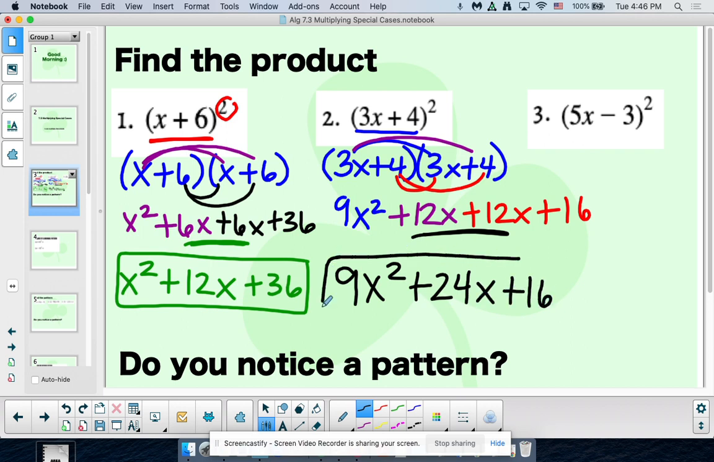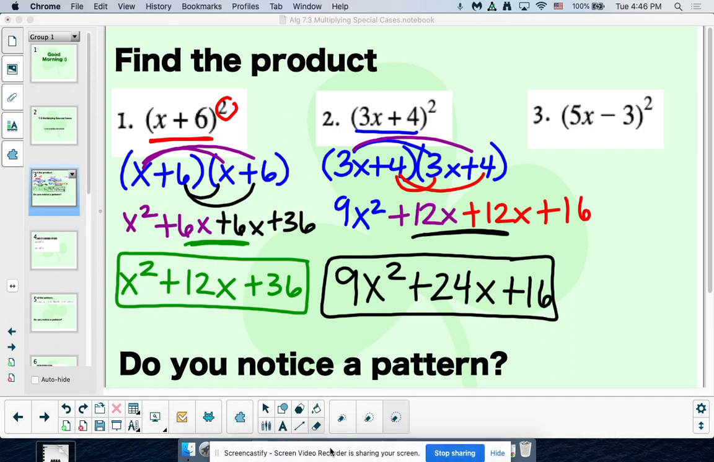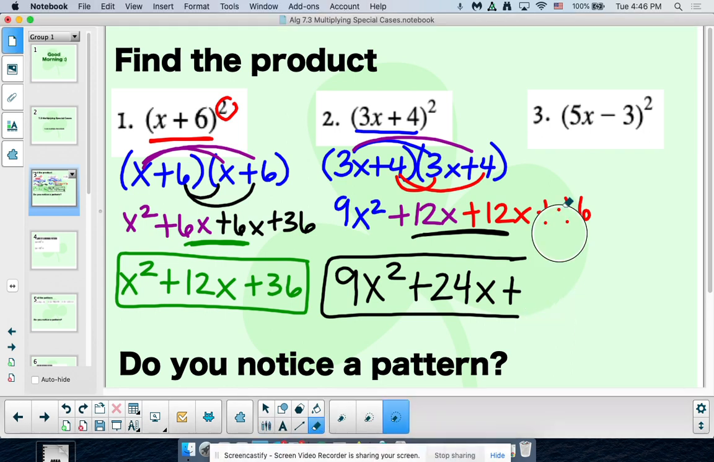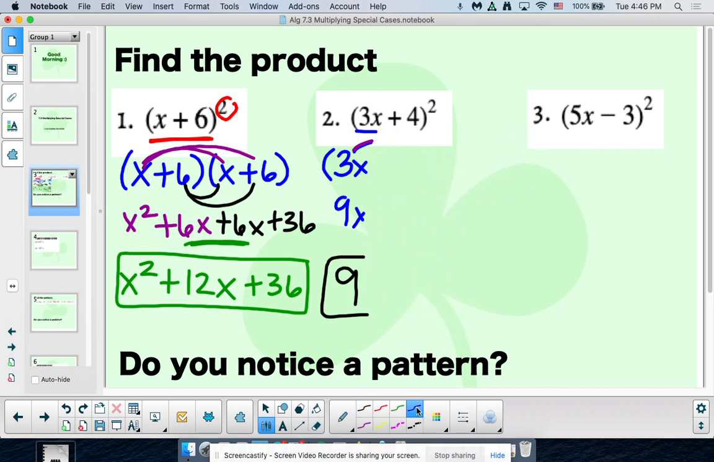Okay, I encourage you folks to try this last one on your own, and we will compare notes while I erase. There we go. Okay, I'm going to erase this so I have some space. All right. Here we go. I'm going to rewrite it so I can see it.